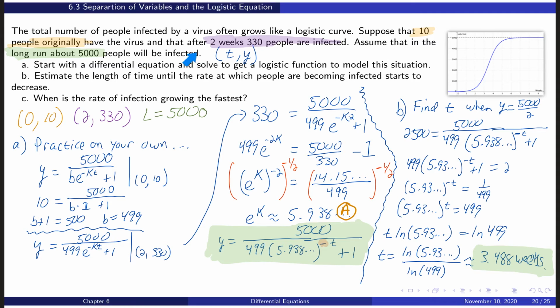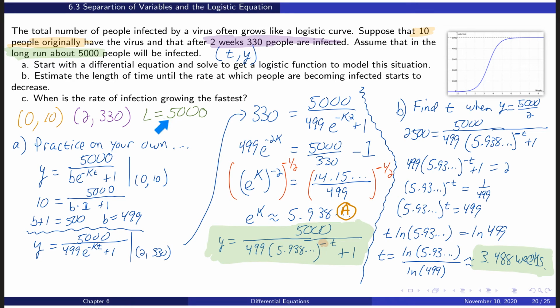So the three pieces of information you're given are the orange, which is like an initial condition. At time 0, 10 people were infected. The purple, which is another point along this growth curve. So at 2 weeks, 330 people are infected. And in the long run, 5,000 people infected.